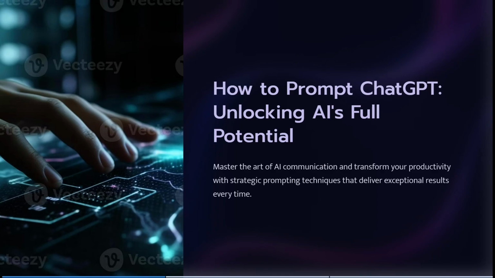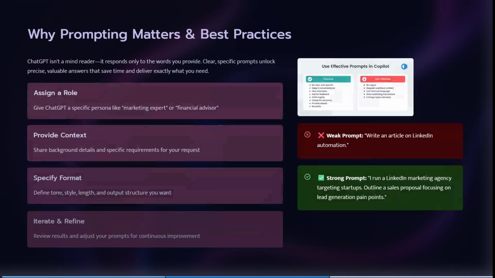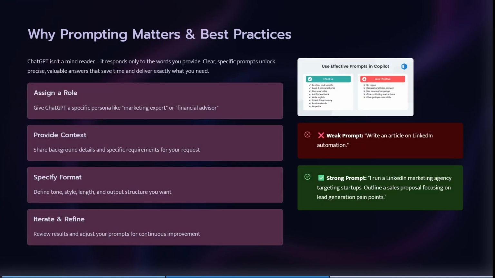So first of all, you need to master the art of AI communication, and you can transform your productivity with strategic prompting techniques that deliver exceptional results each and every single time. So let's discuss why it actually matters to use correct prompting and some best practices.